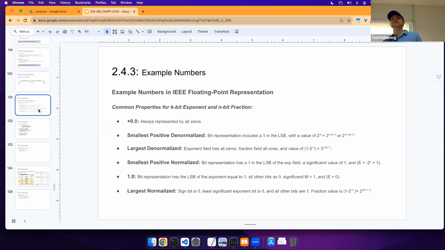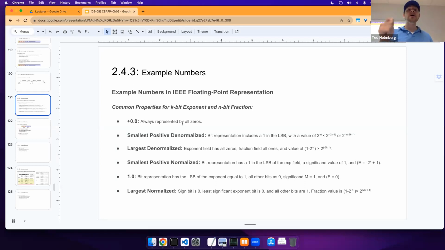Okay. Let's look at more examples. We looked at the one example, but we'll look at examples that aren't 32-bit. I want to illustrate that this encoding works for an arbitrary number of bits, right? And so we'll look at 6-bit and 8-bit sequences just to see how the math falls into place. So some common properties based off of a k-bit exponent and an n-bit fraction is that our 0 value will always be represented by a binary string of all zeros. That's going to be pretty consistent.